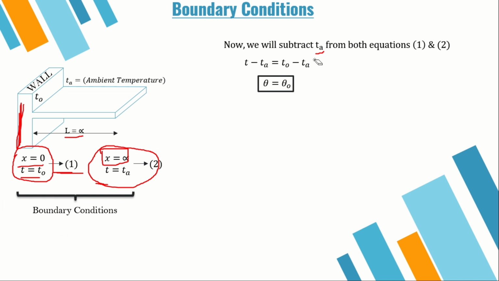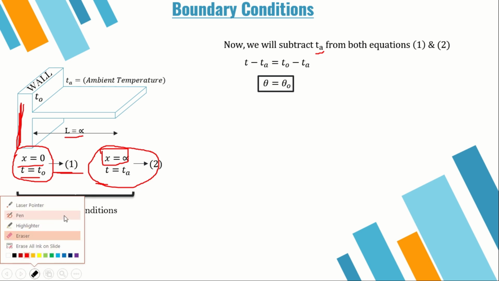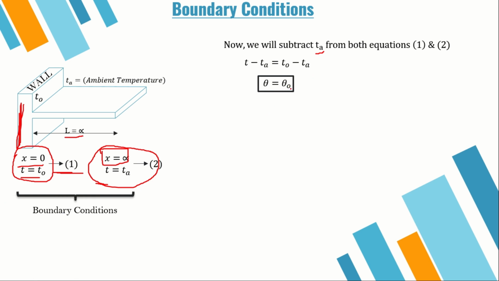T minus TA is equal to theta, and T naught minus TA here is theta naught. That is the initial point. So from the second equation, we can see that T minus TA is equal to TA minus TA. So at infinity, the theta, that is the temperature difference, we know would be 0.